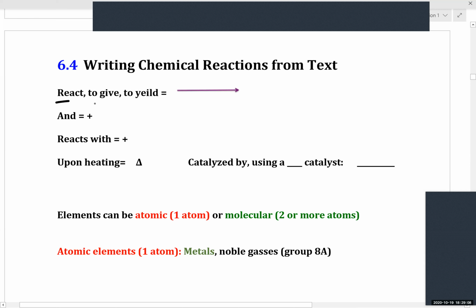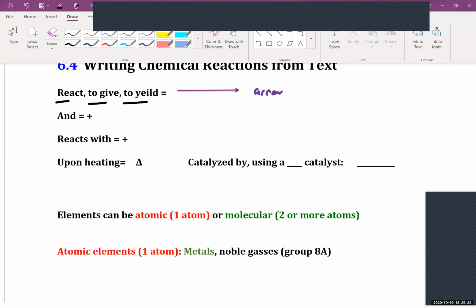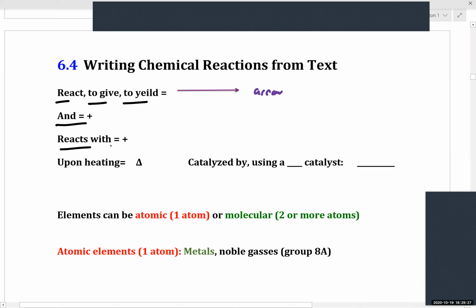Anytime you hear the phrase react, to give, and to yield, that is describing our good old friend, the reaction arrow. These words indicate the transformation of reactants to products. If you hear the word and or reacts with, that's a plus sign. That tells us we have multiple species on our reactant or product side. Upon heating, we put the little delta symbol. Catalyzed by, we take our reaction arrow and we put our catalyst.